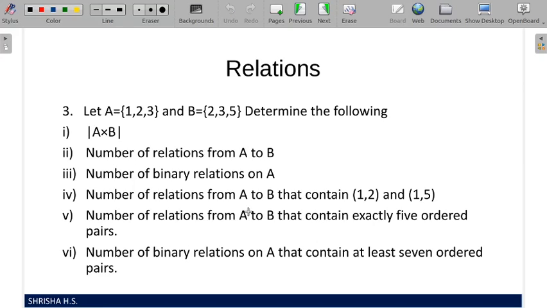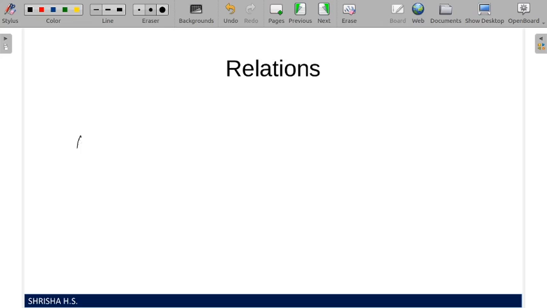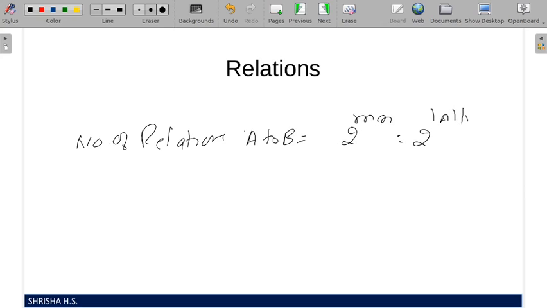Next, number of relations from A to B. So the number of relations possible from A to B is 2 to the power of mn. For more clarity, 2 to the power of 9, which is 512. If it is a very big number, you can just write 2 to the power of something, but 2 to the power of 9 is calculable, and 512 it is.